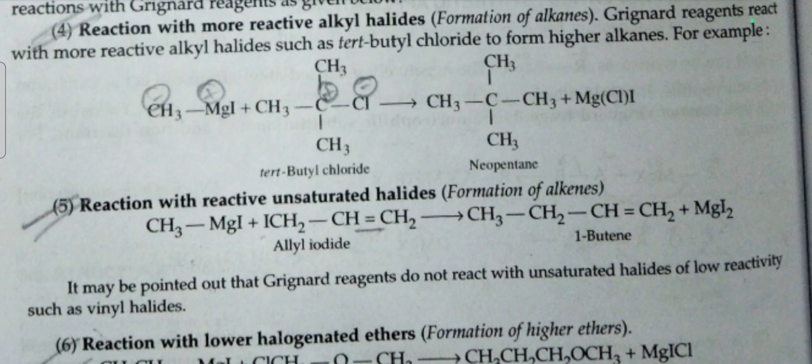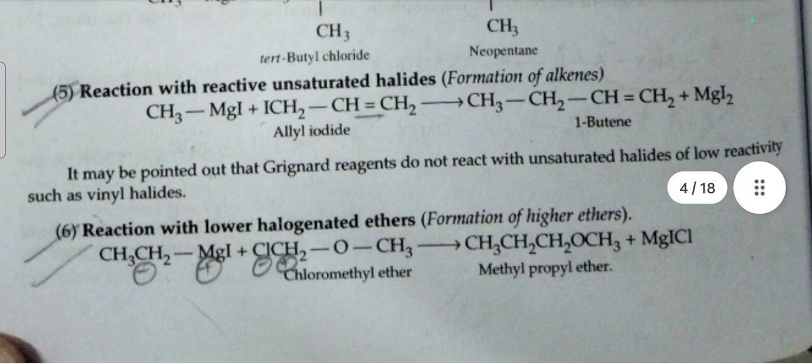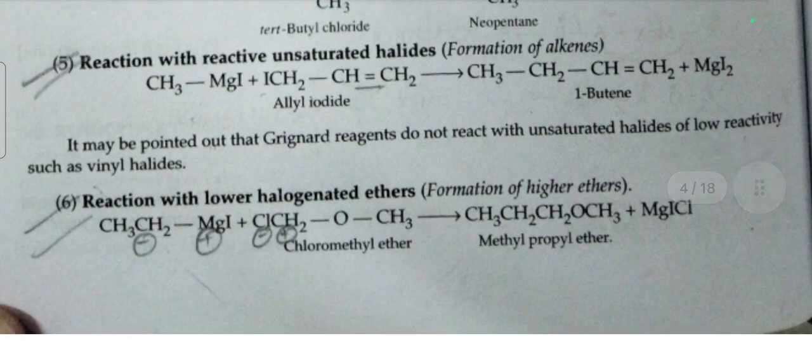reaction with more reactive alkyl halides. Formation of alkanes. Grignard reagents react with more reactive alkyl halides such as tertiary butyl chloride to form higher alkanes. Reaction with the reactive unsaturated halides. Formation of alkenes. It may be pointed out that Grignard reagents do not react with unsaturated halides of low reactivity such as vinyl halides. Reaction with lower halogenated ethers gives rise to the formation of higher ethers.